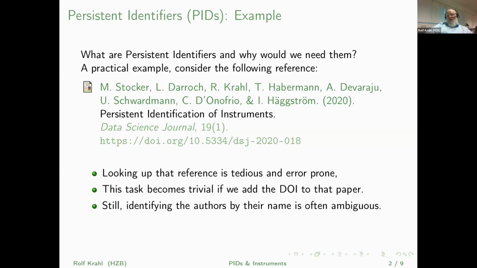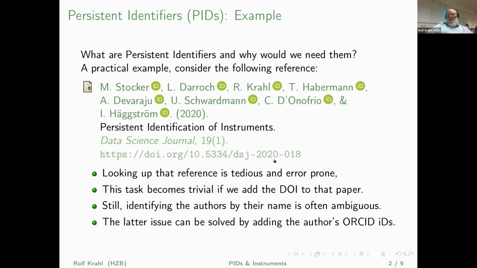Still, if you want to identify the authors of that article, doing that by name is often ambiguous, and you have name changes and all that. And also that can be solved by adding the ORCID IDs of the authors. So each of these green bubbles here is a link to the ORCID profile, and that way we can unambiguously identify these authors and also find related works by the same authors.